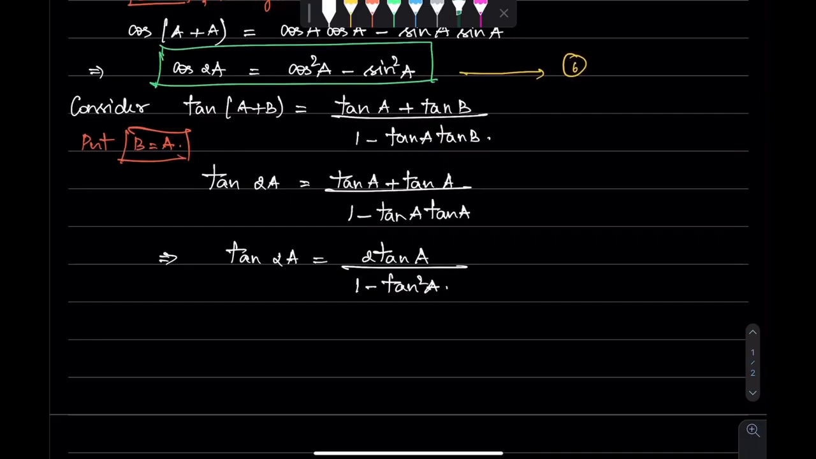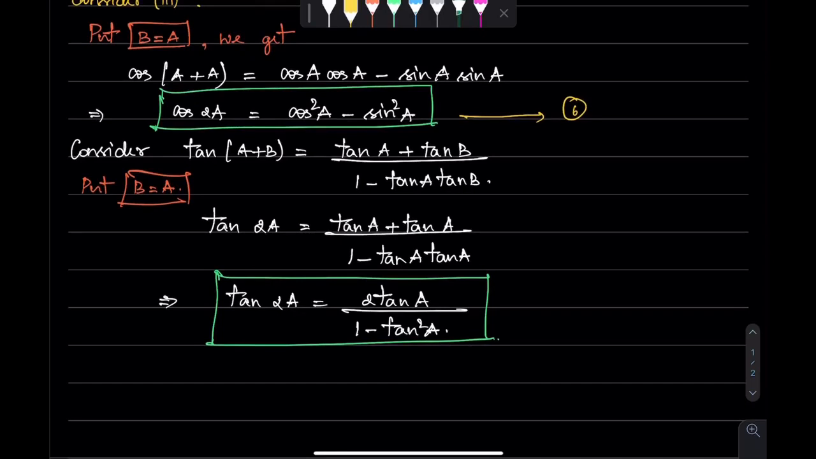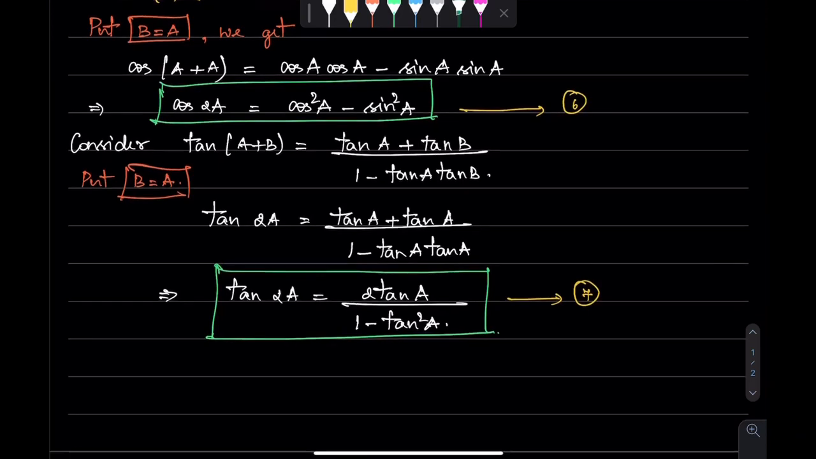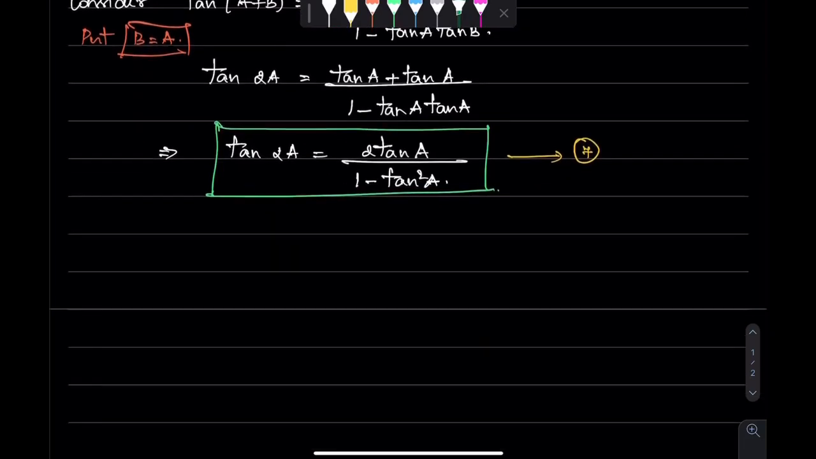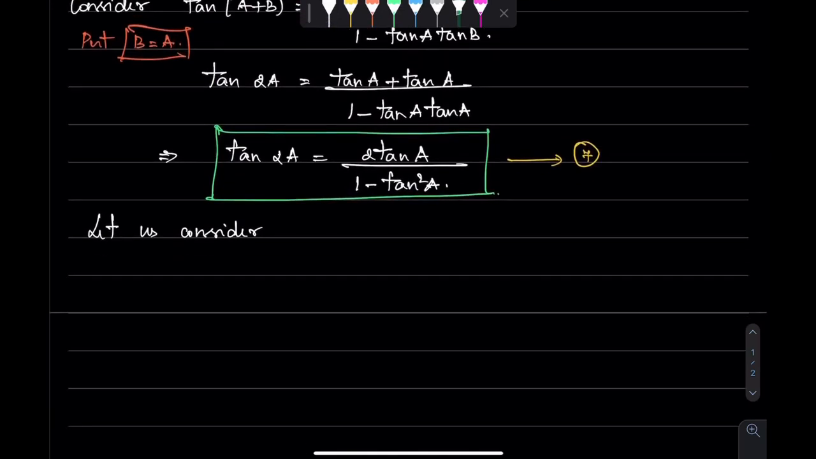So this is the other result. What we have got so far is the results for sin 2a, cos 2a and tan 2a. From this we are going to derive more results. So let us consider the fifth expression, which is nothing but sin 2a. What is sin 2a we got actually? We got it as 2 sin a cos a.